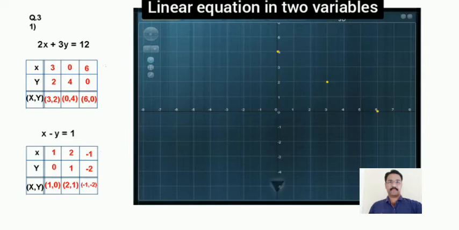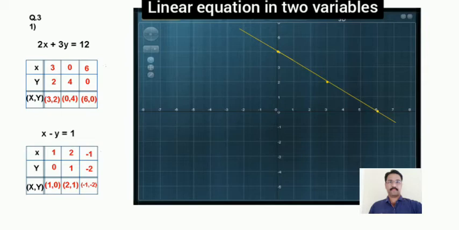Okay. After plotting all these points on graph paper, we are going to draw the line. See here. From these 3 points, we are going to draw a line. That one we are going to extend in both the sides. I'll extend from this side also. Okay, friends. This is the graph of the first equation.